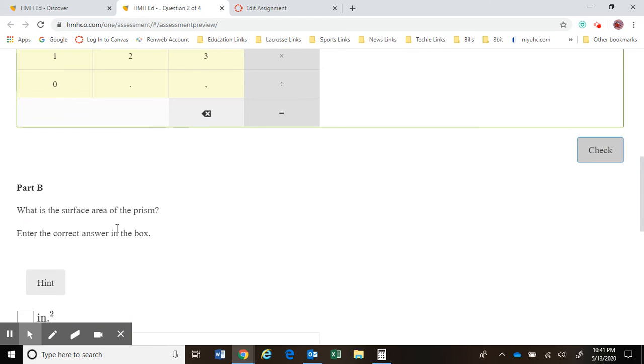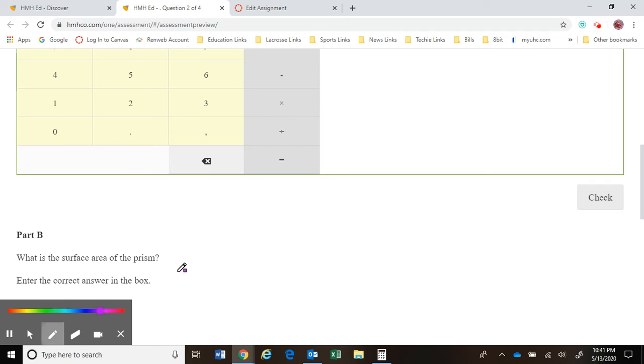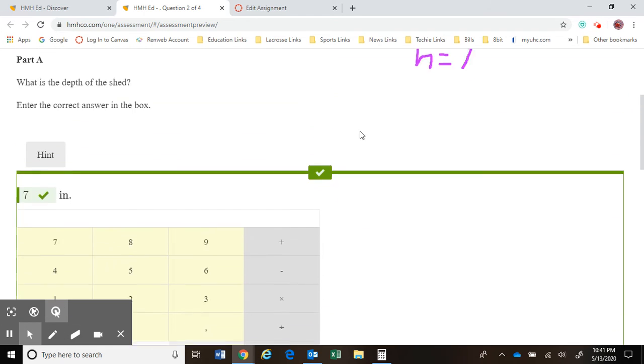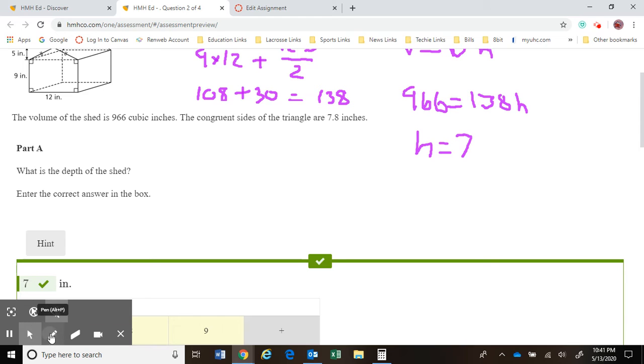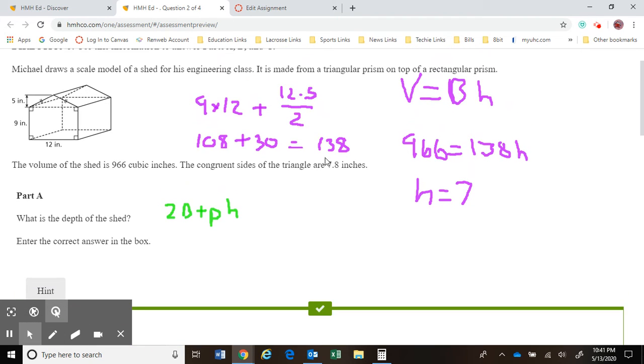Okay, good. So now, what's the surface area of the prism? Okay, so I'm going to scroll back up because that's where all my numbers are. Remember, surface area is 2 times the area of the base plus the perimeter of the base multiplied by the height. And we have all these numbers for the most part. We just have to add up to find P. Okay, so let's see, area of my base was 138. So I know I'm going to go 2 times 138. I'm going to do that.